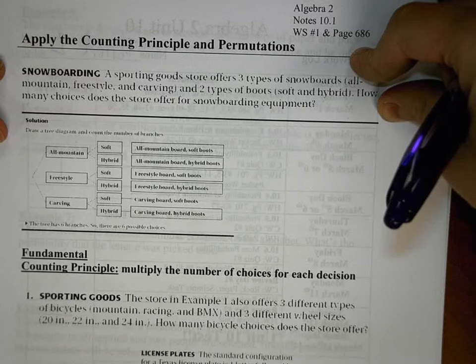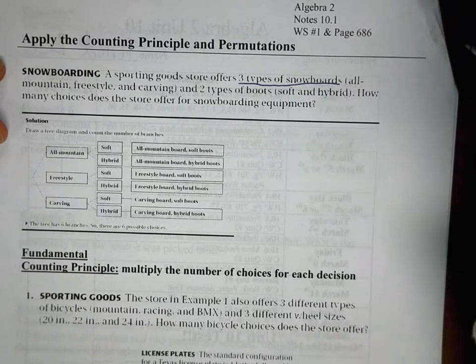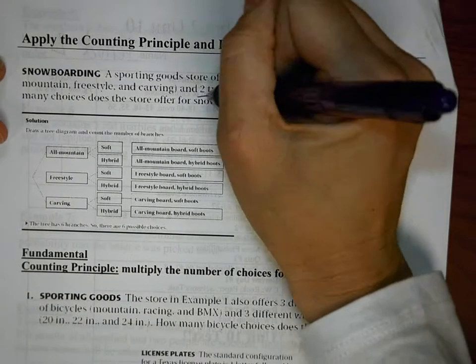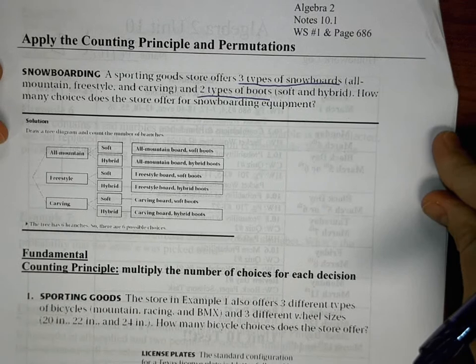Snowboarding. A sporting goods store offers 3 types of snowboards, all mountain, freestyle, and carving, and 2 types of boots, soft and hybrid. How many choices does the store offer for snowboarding equipment?